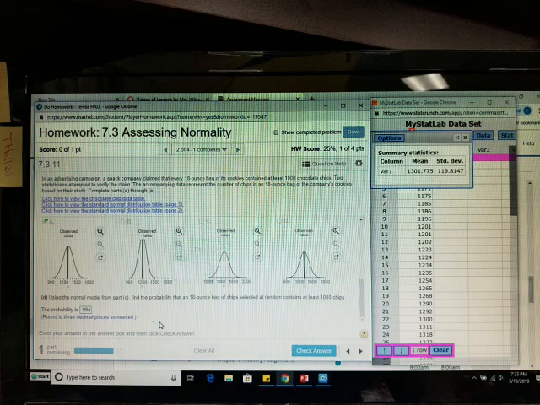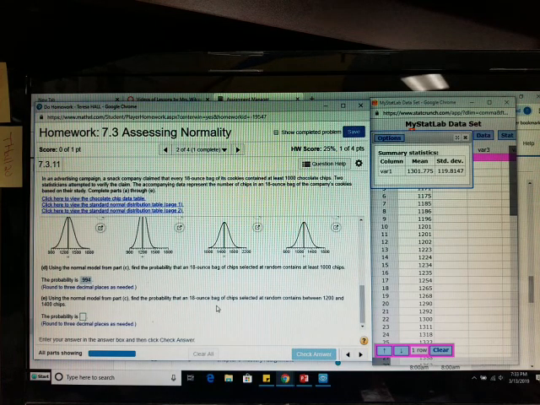All right, the next problem on this says it wants to use the same normal curve, but this time I want to know the probability that a random bag would contain between 1,200 and 1,400 chips.